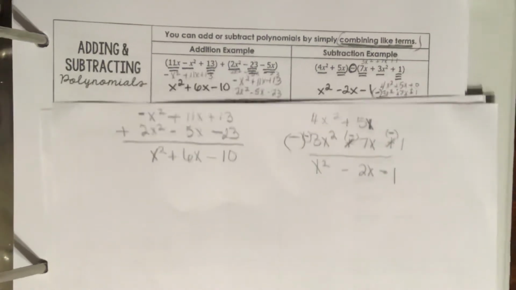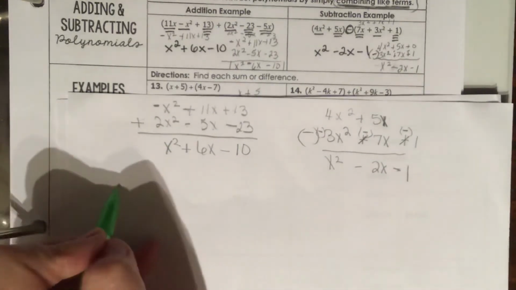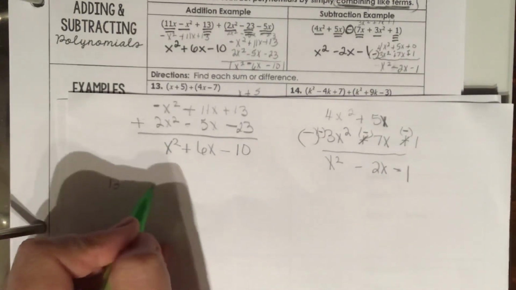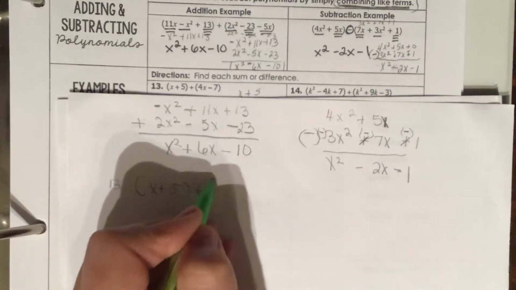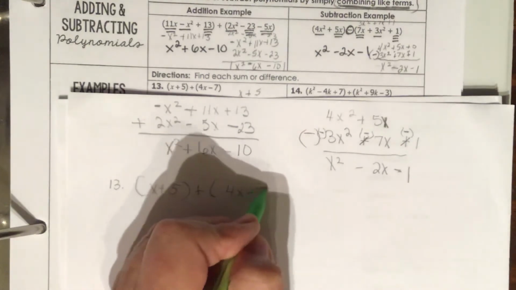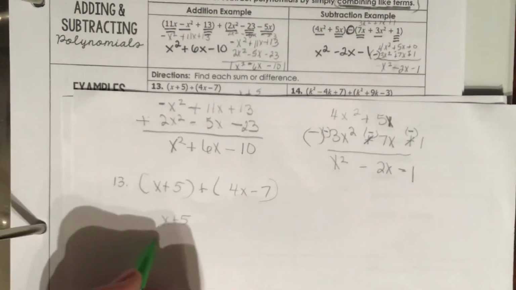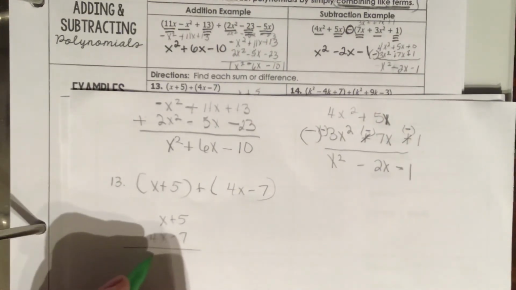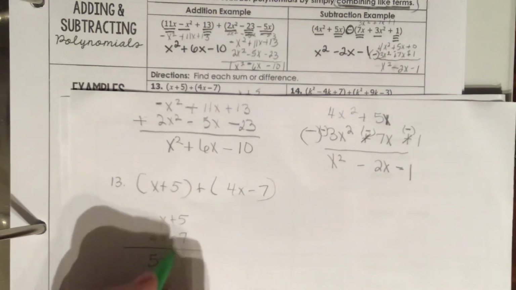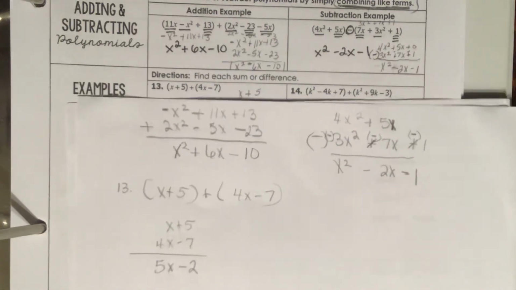Let's come down and do some of our homework assignments. So if you have number 13, let's look at that. x plus 5 plus 4x minus 7. So all you're going to do is add x plus 5 and 4x minus 7. You don't have to change the sign. That makes 5x. 5 minus 7 is minus 2. And that's how you do that problem right there.